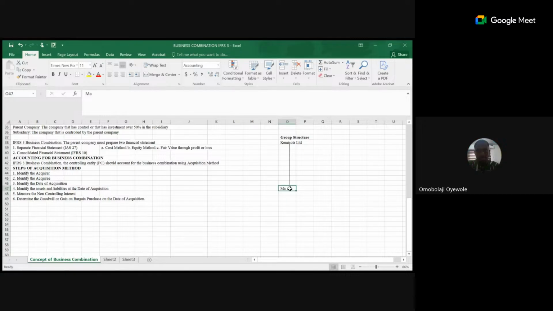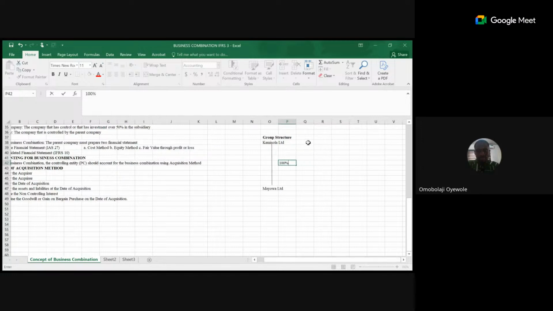So this is a group structure. Kemisola Limited and Mayowa Limited. So Kemisola Limited acquires 100%. So let's now start understanding the whole concept of all this group structure.